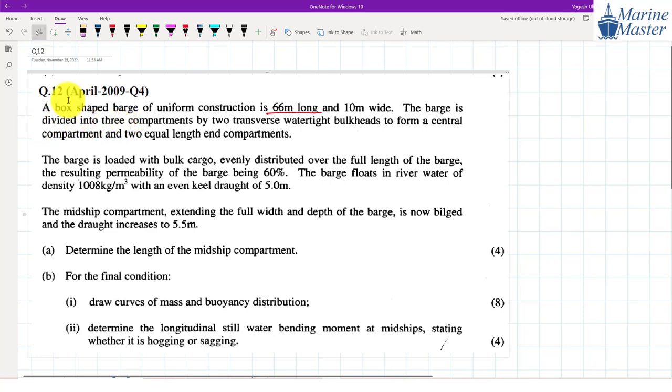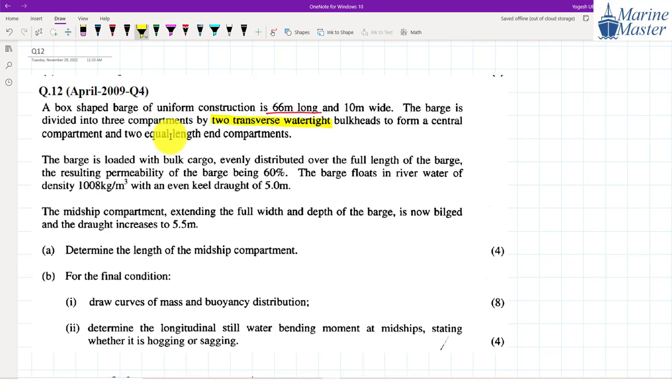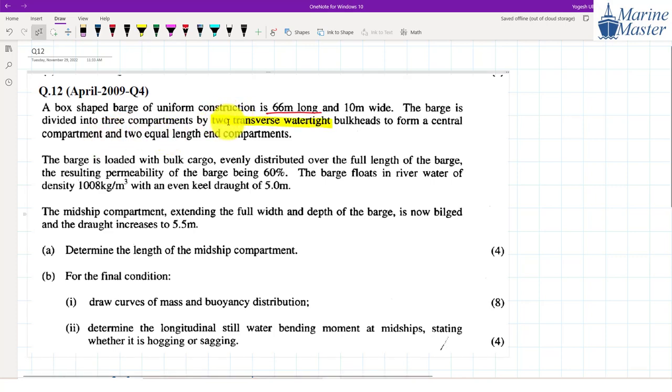The barge is divided into 3 compartments, guys. See the wordings. The barge is divided into 3 compartments by 2 transverse watertight bulkheads to form a central compartment. So here how many bulkheads do we have? 2 transverse watertight bulkheads to form a central compartment. So what is going to happen? 1 central compartment and 2 equal length end compartments.